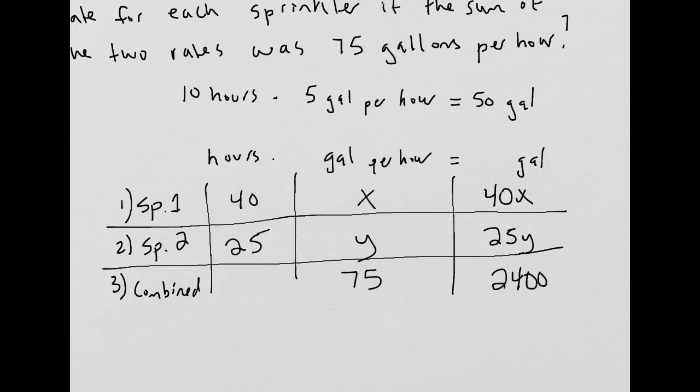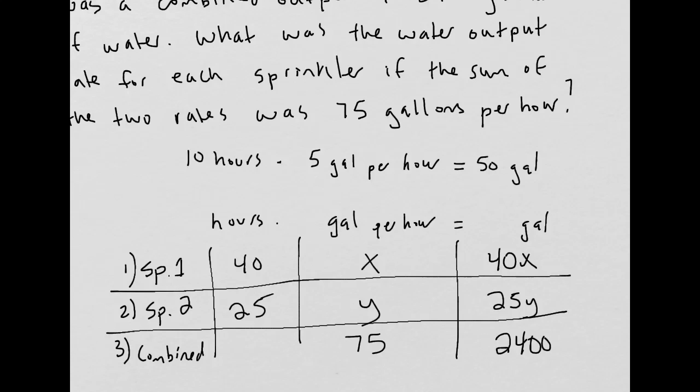Now here's what I know. If I look at the total output rate of both of them, what the problem told me was that the sum of the two rates was 75. In other words, sprinkler 1's gallons per hour plus sprinkler 2's gallons per hour has to equal 75. So these two have to add up to equal 75.